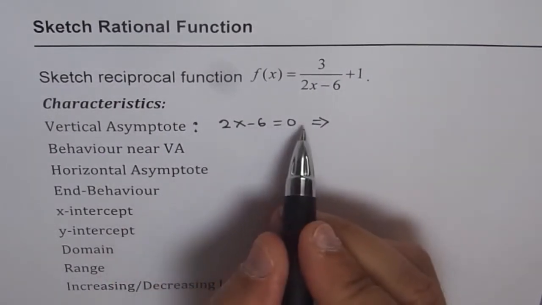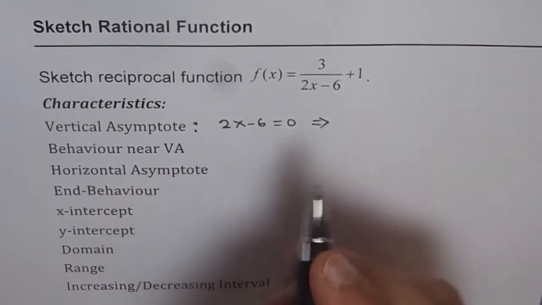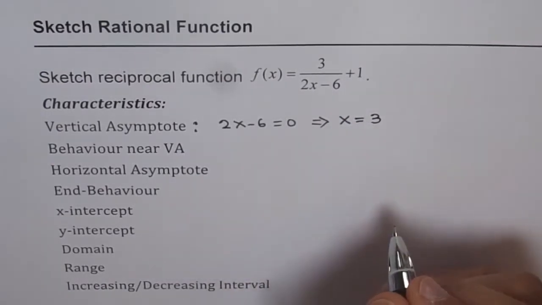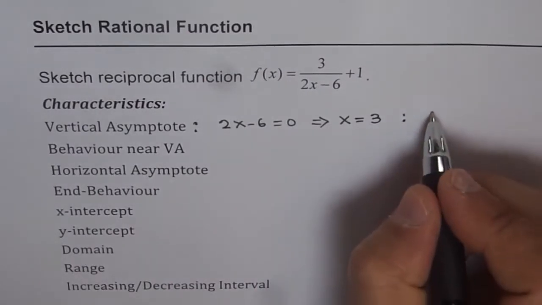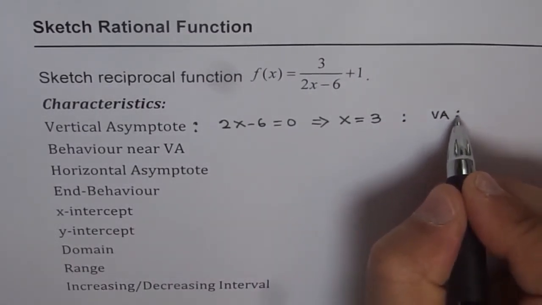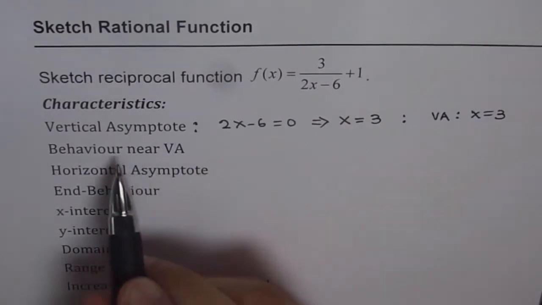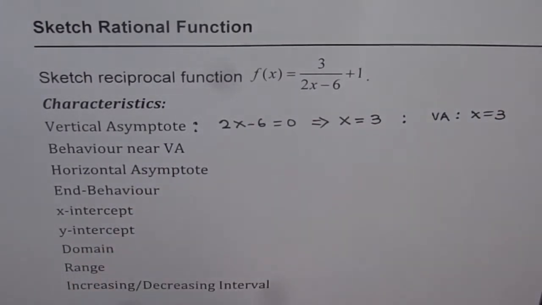When we take 6 to the other side, it becomes 6, divided by 2 is 3. So we get x equals 3, and that is the vertical asymptote. So the equation for the vertical asymptote is x equals 3. Now let us consider the behavior near a vertical asymptote.